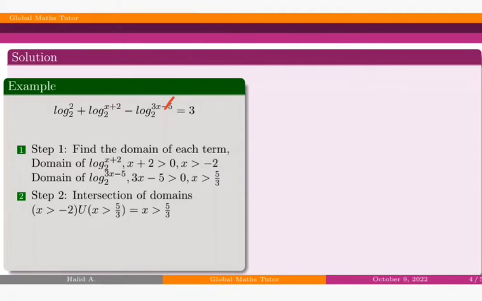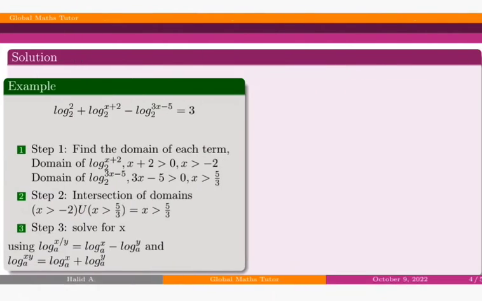The second step is we need to find their intersection. Since x must be greater than minus 2 and it should be greater than 5 over 3, their intersection will be x greater than 5 over 3. If it satisfies this condition, it also satisfies x greater than minus 2. After that, we need to solve for the value of x by using logarithmic laws.